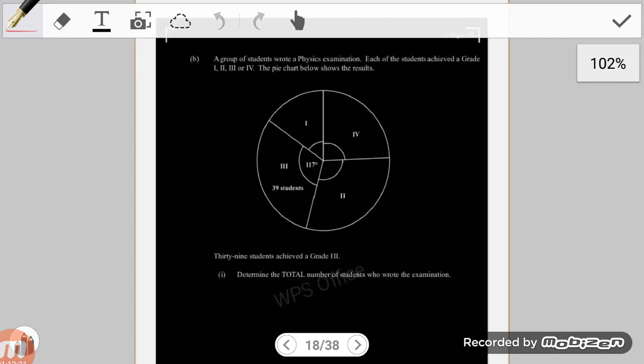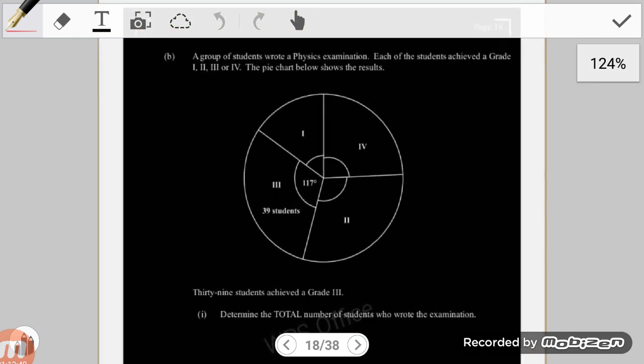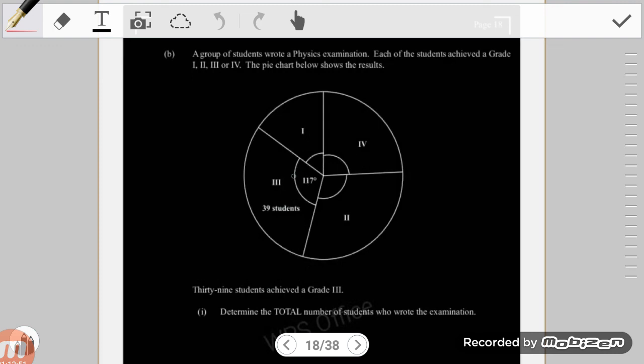Alright, so here we have a group of students who wrote a physics examination. Each of the students achieved a grade 1, 2, 3, or 4. The pie chart below shows the results. So when I look at this pie chart here, what am I looking at? I'm looking at 117 degrees representing students who got a grade 3, and this is also telling me that 39 students got a grade 3. Alright, so what can we do here?